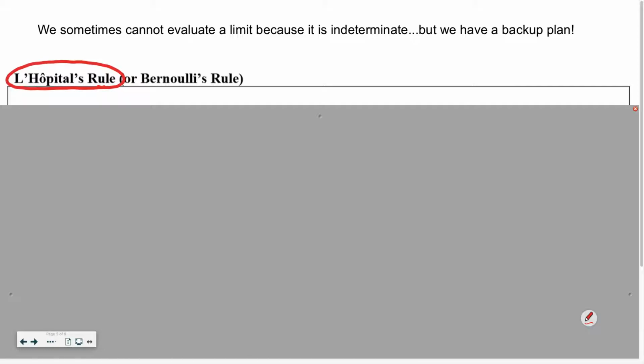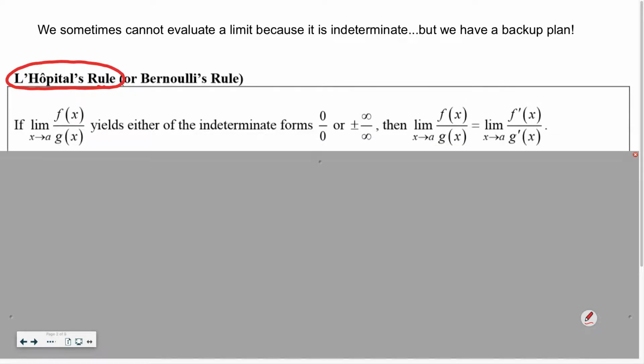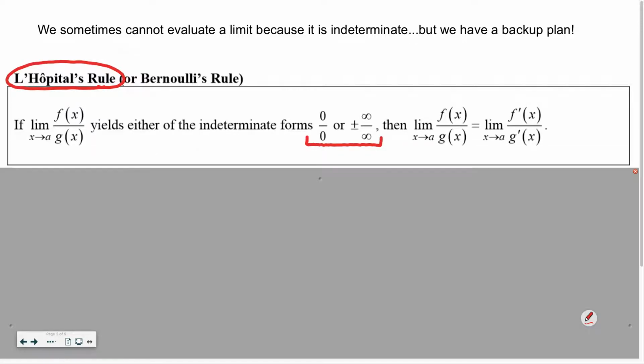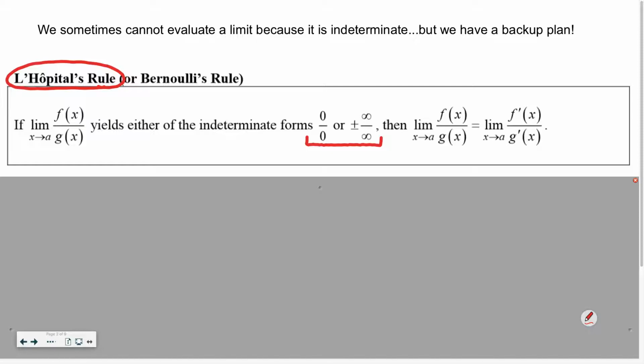All right. If you have a limit that gets you either 0 over 0 or infinity over infinity, those are indeterminate, then what we can do is take the limit of f prime over g prime. Write it down and I'll talk about it again. Just write it down.